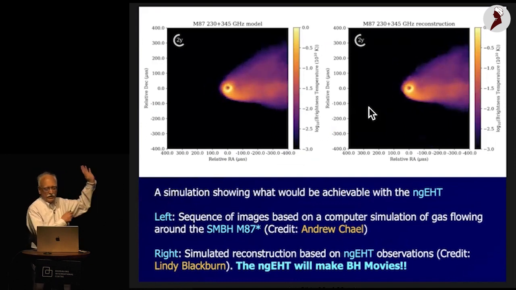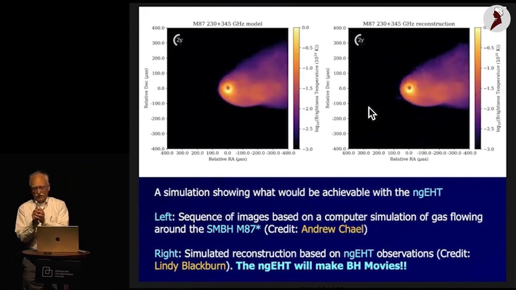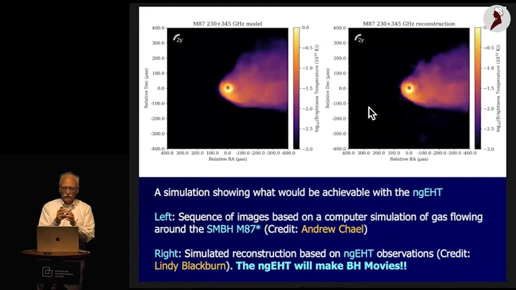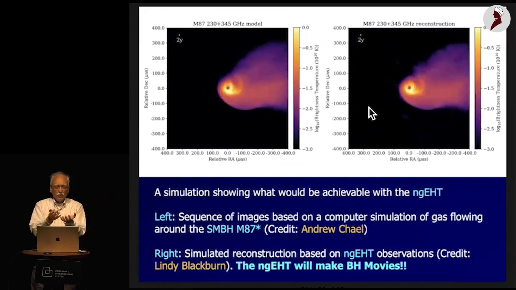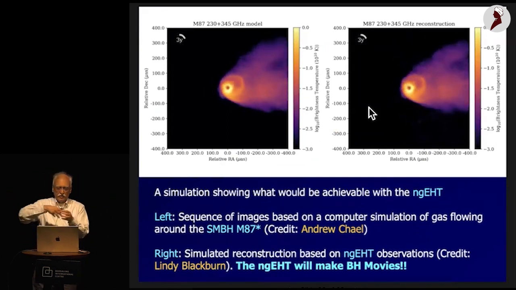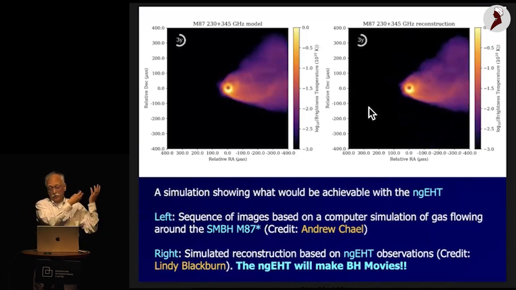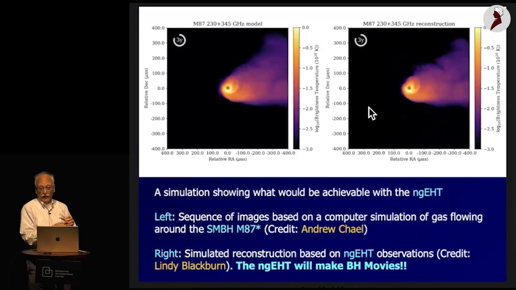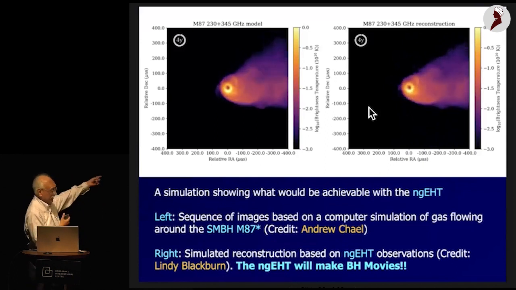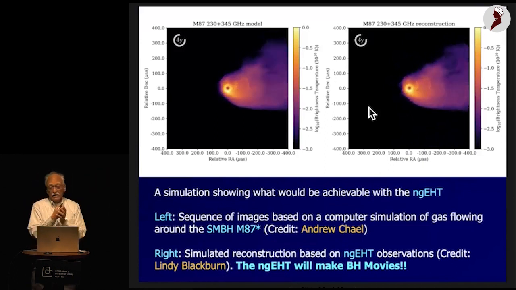So what's shown here is, take M87, that initial black hole. We know roughly what the accreting gas is doing. We can simulate it on the computer. In fact, Andrew did it for his PhD. And I think it's the same simulation that's being processed here.